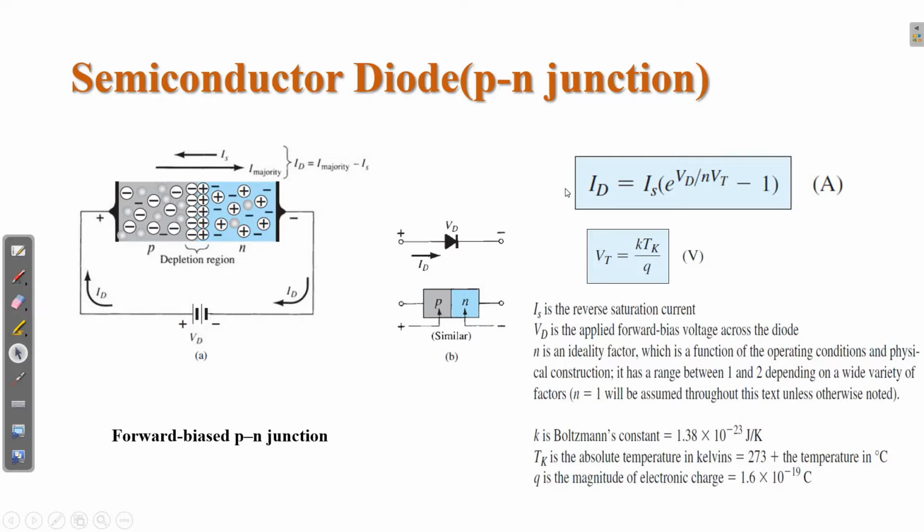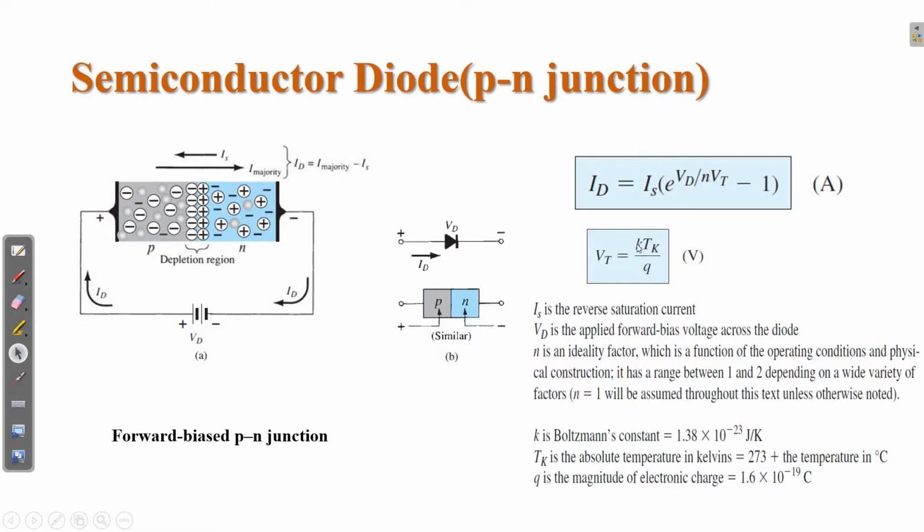And to establish this relationship between ID and VD, we have the diode equation, which says that the net current ID is equal to the reverse saturation current IS times e to the power VD upon NVT minus 1. Remember, there is a bracket over here. So IS is getting multiplied by the whole of e to the power VD upon NVT minus 1. Here VT is also expressed in volts.